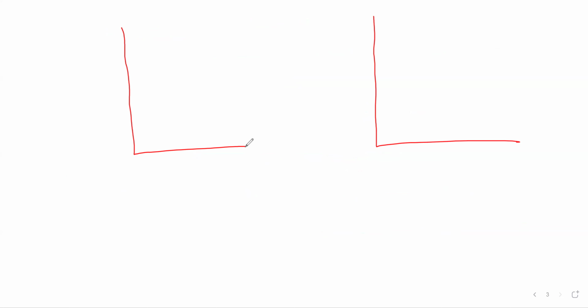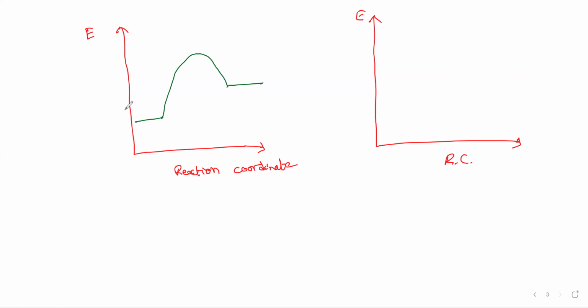I'm explaining comparatively. So this is the energy axis and this is the reaction coordinate. I took the y-axis as the energy axis and the x-axis as the reaction coordinate. Similarly here also, energy axis and reaction coordinate. So in this graph, let us say the reactants have this much energy and the products have this much energy, and reactants are converting to products. So if you see here, there is an energy difference between the reactants and products.